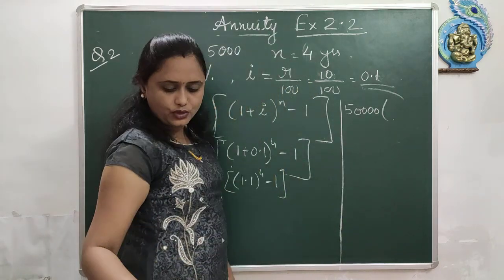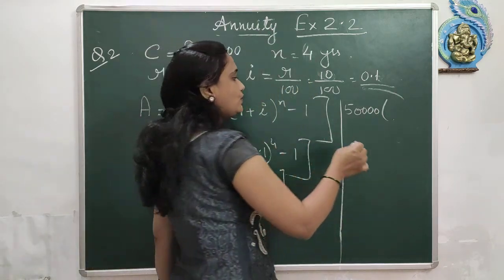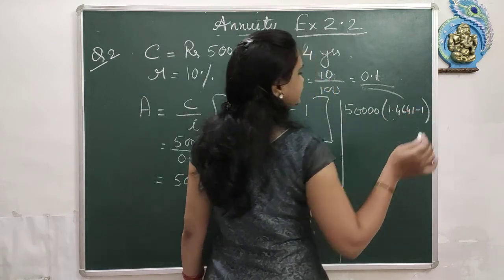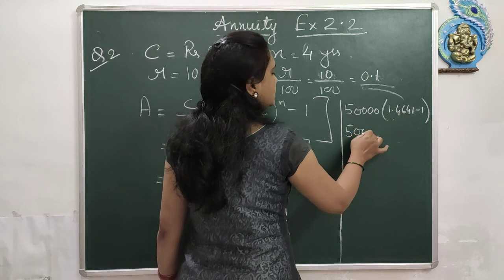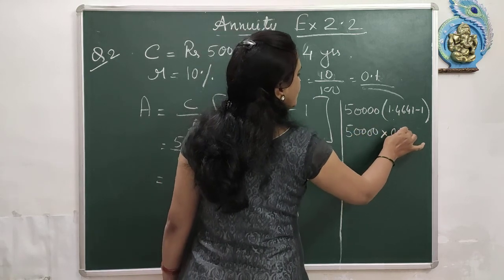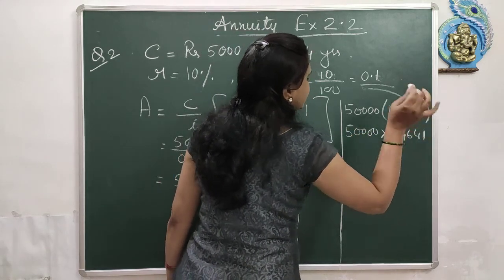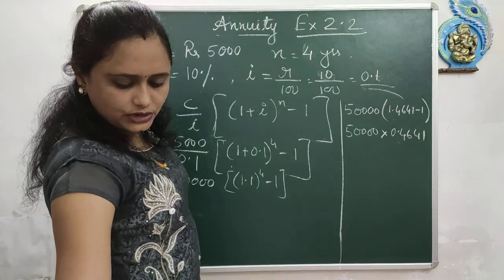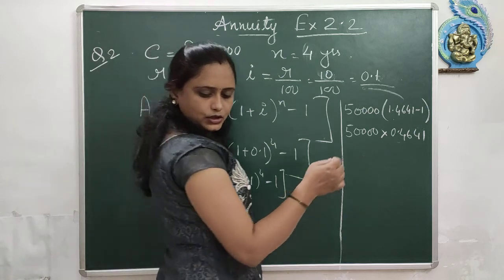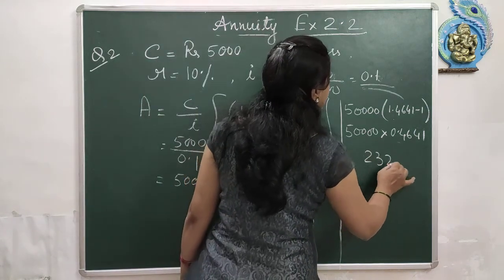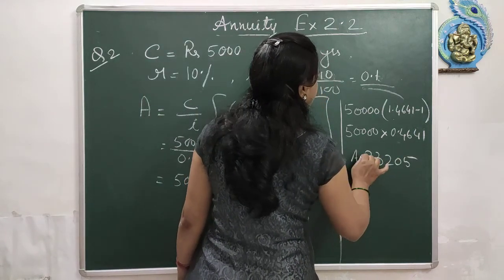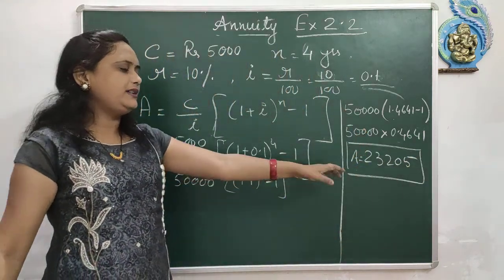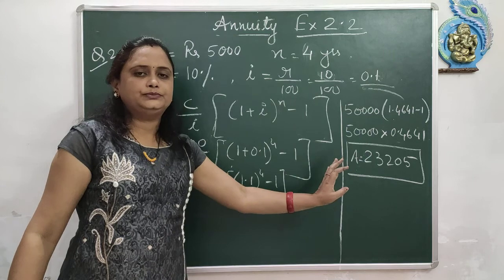1.1 to the power 4 is given, 1.4641, minus 1. So 50,000 into 0.4641. This will be 50,000 into 0.4641 is 23,205. This is what A is. 23,205 is your accumulated value.